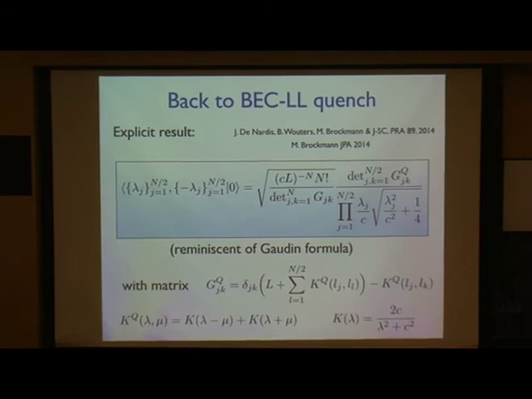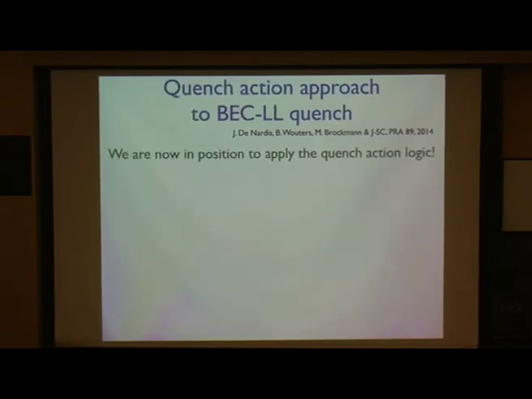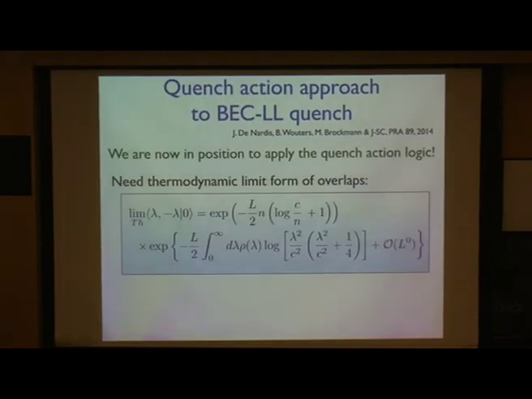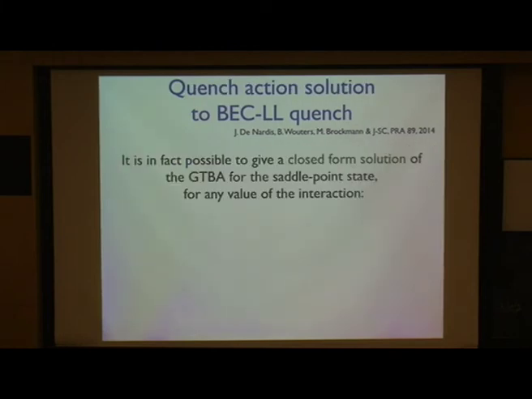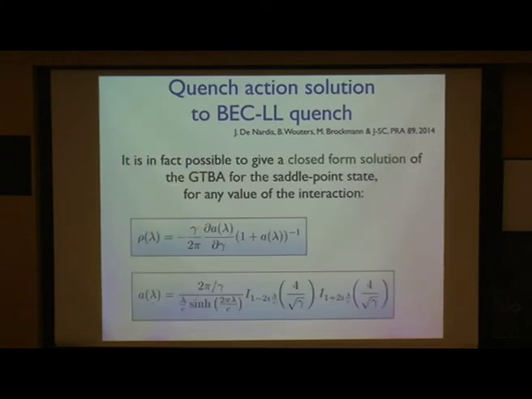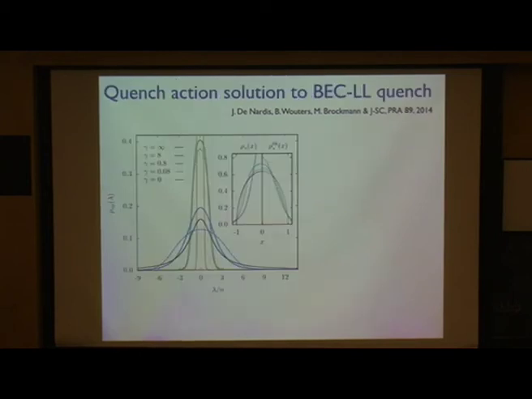We thought it was an isolated case. These exact overlaps are given once again by determinants of matrices whose entries are explicit functions of the rapidities we have in the eigenstates. Knowing that, we could just apply this quench action approach, and the final result is that we obtain a closed form solution for the steady state after this quench.